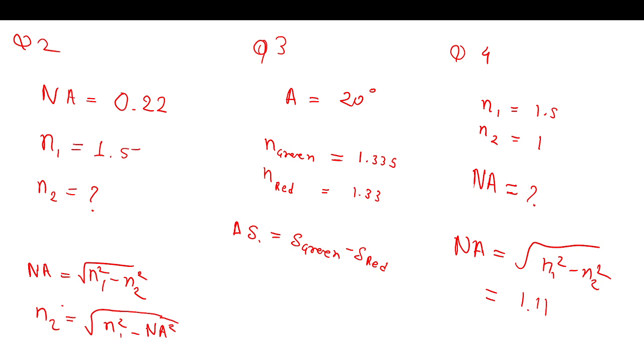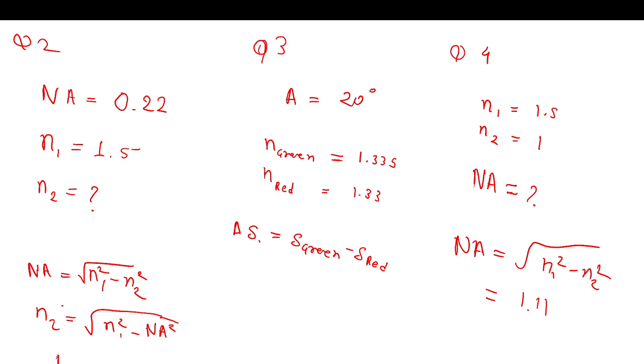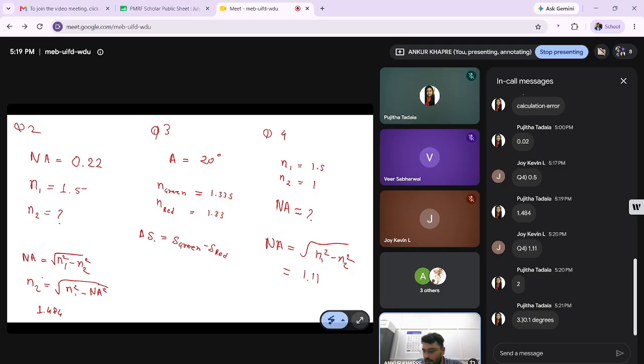What about question 3? 1.48. 1.484. Yeah, correct. Then 0.1. Are you sure about this? 0.1?